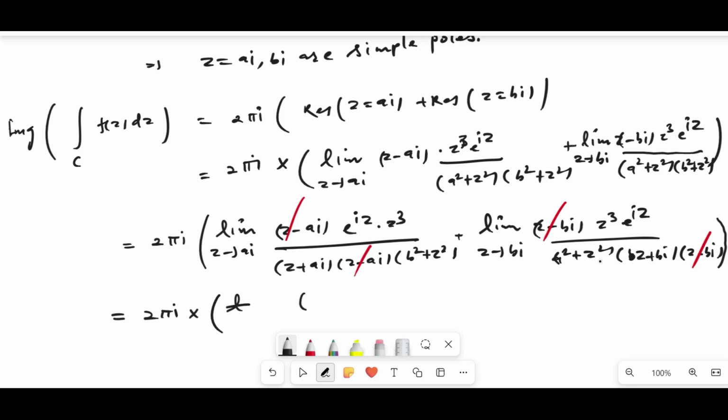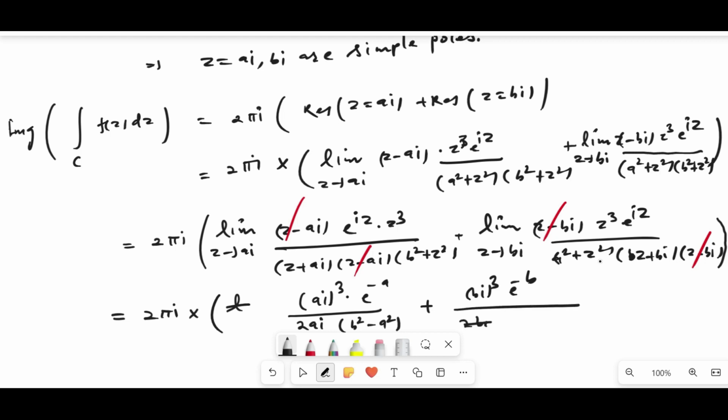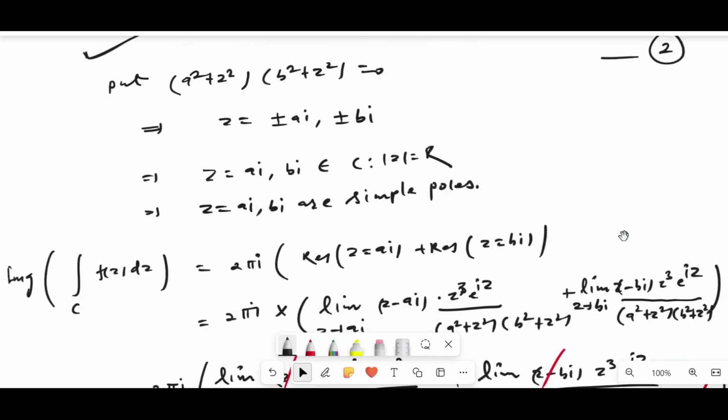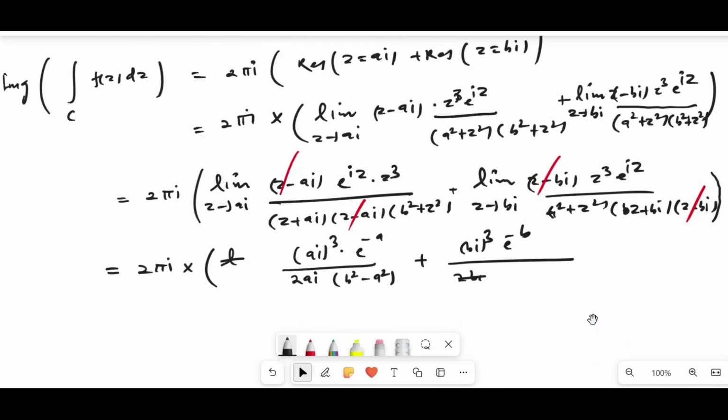We can write here ai to the whole power 3 e to the power of i multiplied by ai, it will give negative a, over 2ai. It will give b square minus a square, plus bi to the whole power 3 e to the power of negative b over 2bi, and here will be a square minus b square.